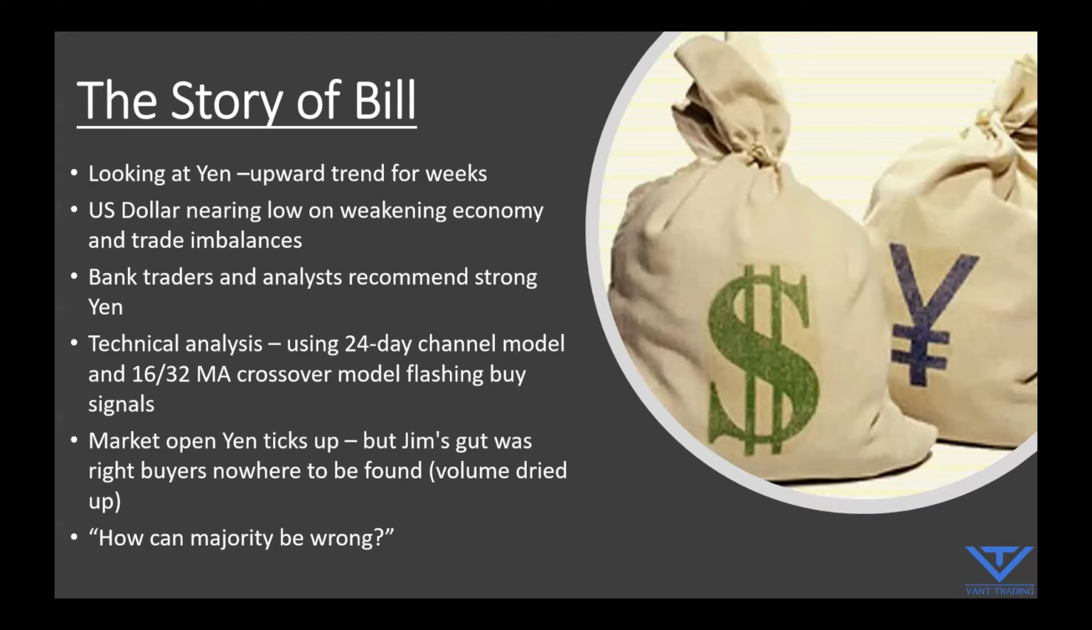The yen opened, rose a few ticks, and then it stalled. The floor traders were acting on recent bullish sentiment, but the buyers that had driven the yen up for the past month were nowhere to be found. What happened? Well, the yen plummeted and crashed, and Bill sat on the sidelines. Why? Because he got stuck with analysis paralysis. Plus, he kept saying to himself, how could the majority of the people be wrong?